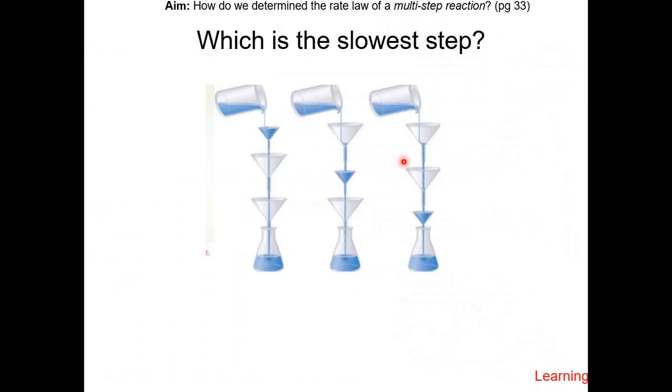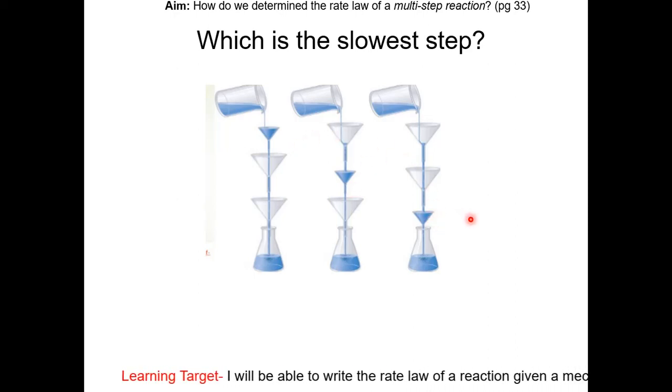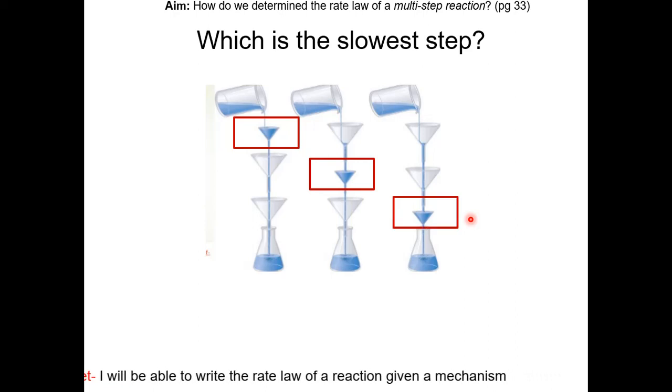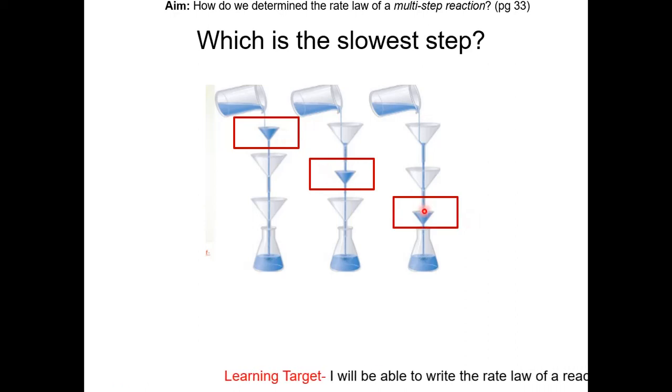Here we have a diagram in which we're pouring water through a series of funnels. During the process of pouring water, which is the slowest step? It is the step with the smallest funnel. Water going through the smallest funnel is the slowest step in the process. As you can see from this diagram, this slowest step controls the rate at which water is poured.